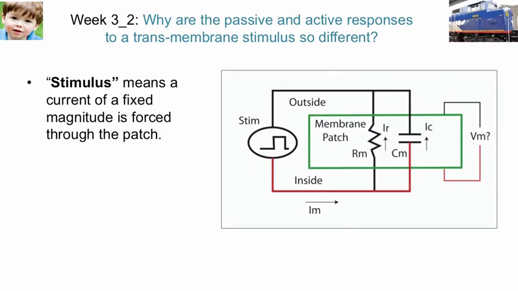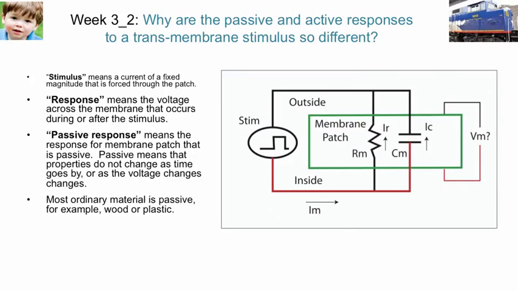The stimulus is a current stimulus, and we specify the stimulus oftentimes by calling it I-stim, and in this case, the stimulus current is the same as the membrane current. The total current flowing through the membrane is the same as the stimulus current because there's no place else for it to go. You could say the basic idea of the stimulus is we take a piece of membrane and we force a current to go through it.